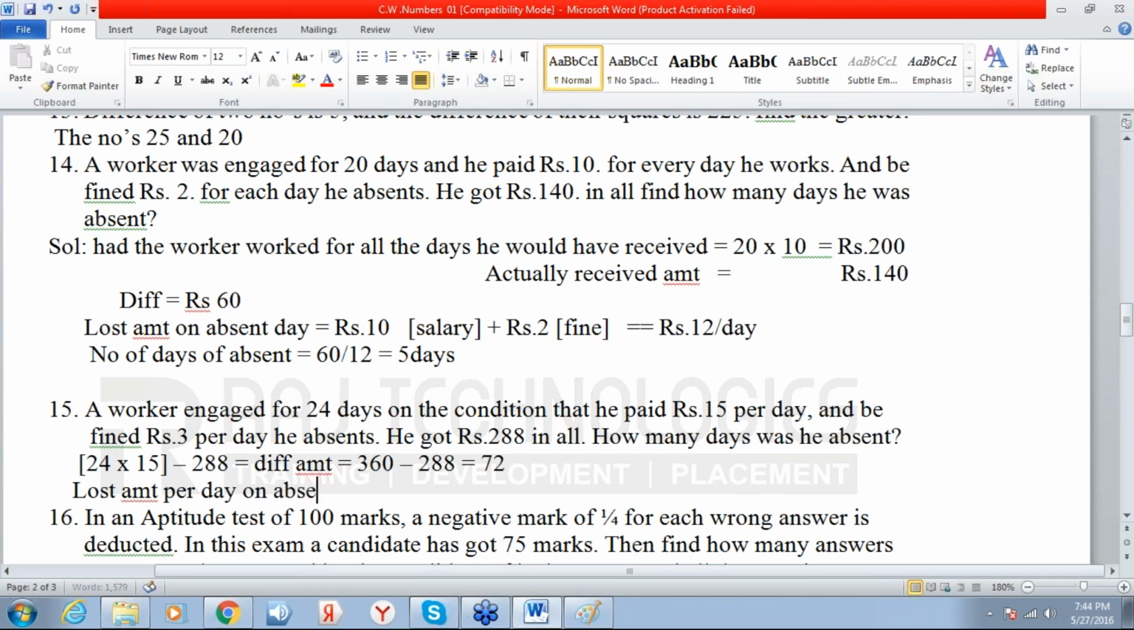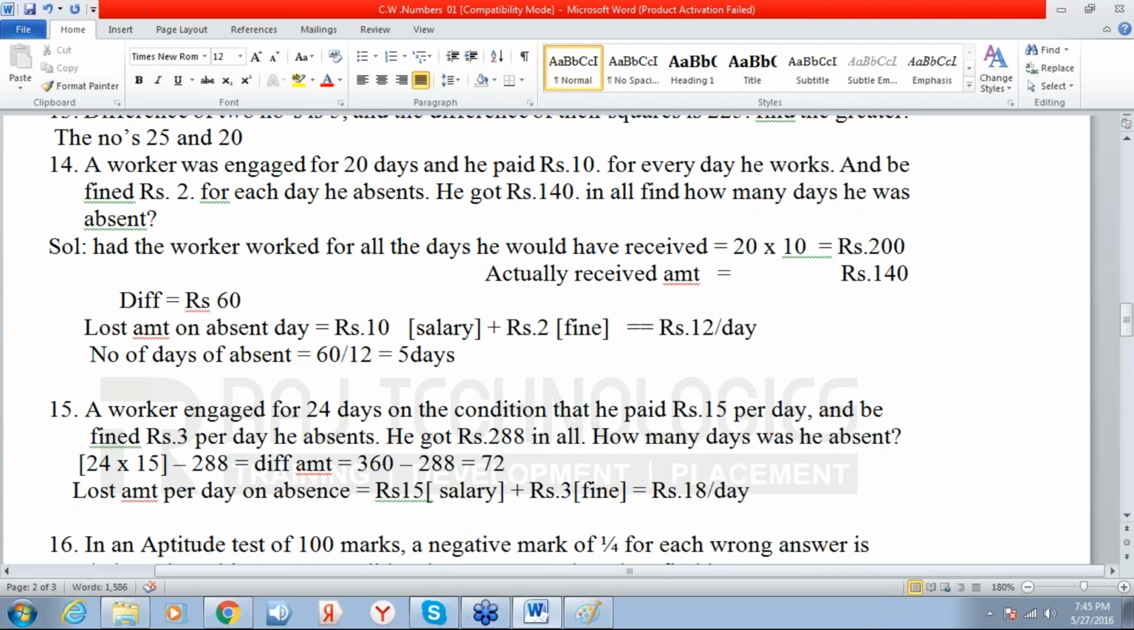On an absent day, he loses rupees 15 plus salary 3, which is 18 rupees per day. So in total he has lost 72 rupees.